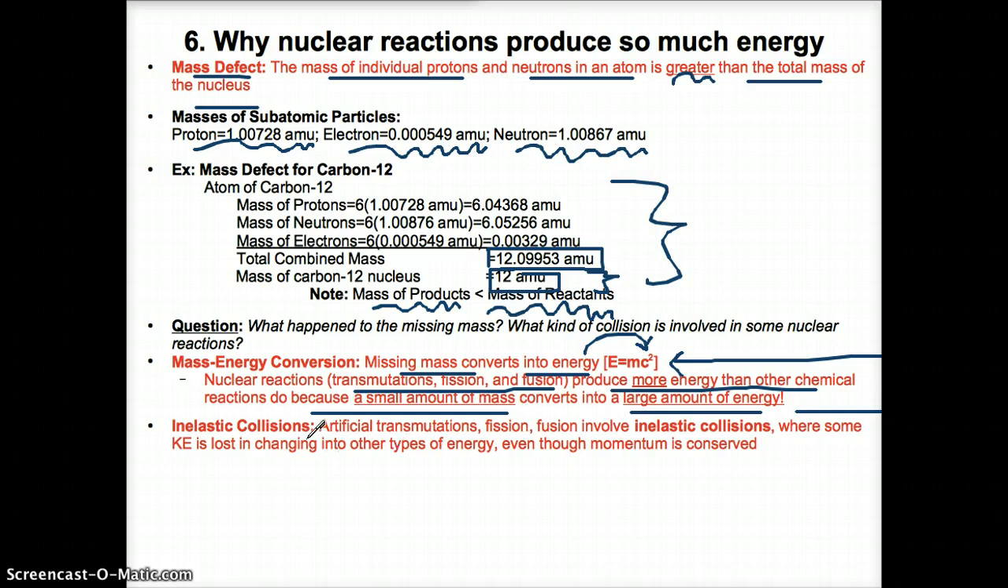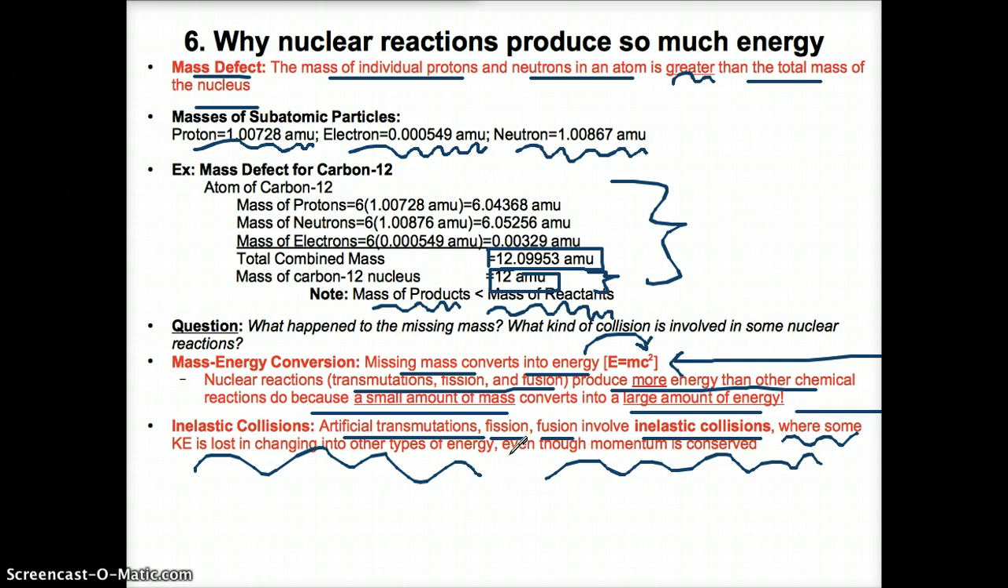You should also know that transmutations, fission, and fusion all involve inelastic collisions, where some kinetic energy is lost because it's changing to other types of energy, even though momentum is conserved. And recall also, for part of the homework, that this also happens with real gases. So make sure you take note of that.